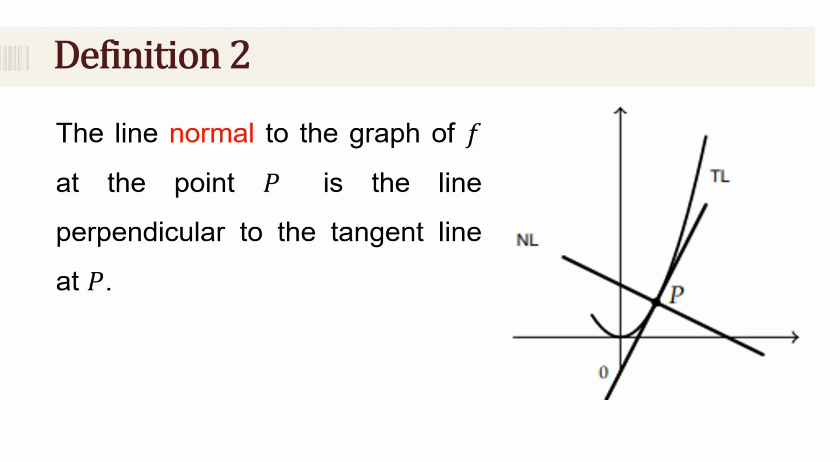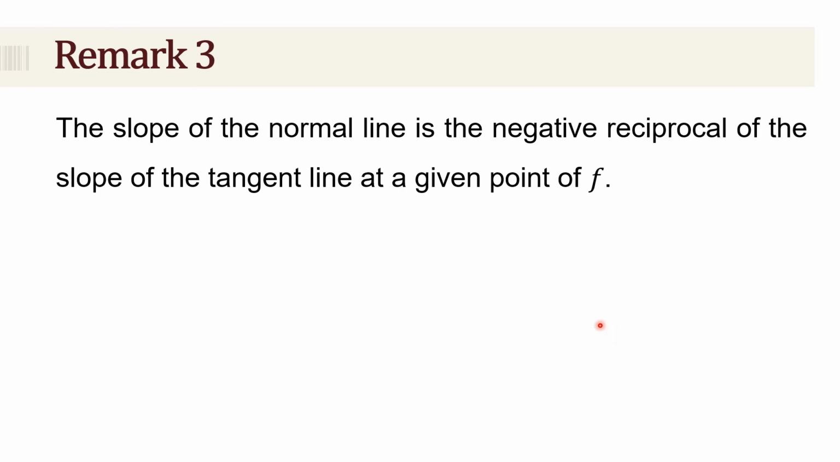Another important concept that we should know is the normal line. So we define the normal line to the graph of f at the point P as the line perpendicular to the tangent line at P. So yun lang siya. Yung normal line, siya lang yung perpendicular na line doon sa tangent line. For example, we have here the curve. Okay? Ito yung tangent line natin. Yung normal line naman natin ay yung perpendicular sa kanya. Since they are perpendicular, then we say that the slope of the normal line is the negative reciprocal of the slope of the tangent line at a given point of f.